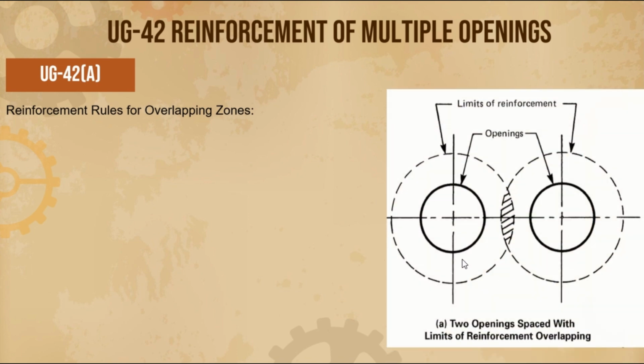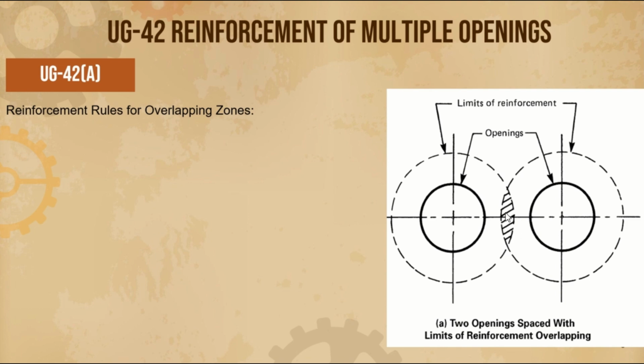For example, if these are the two openings, right? These two openings have different limits of reinforcement. Sometimes the limits of reinforcement may be merged or sometimes be far away from each other. If they are far away from each other, they are as good as a single opening. There is no problem in that case. But here you can see these two limits of reinforcement are merging. At that time, what we need to do? So let us see the rules of reinforcement for overlapping zones.